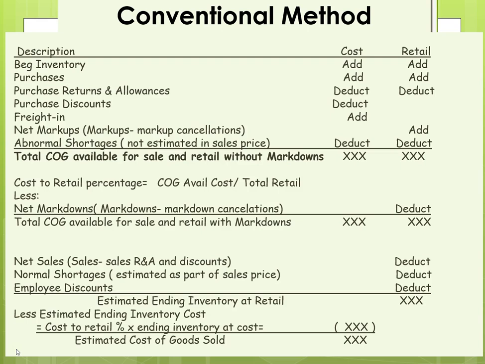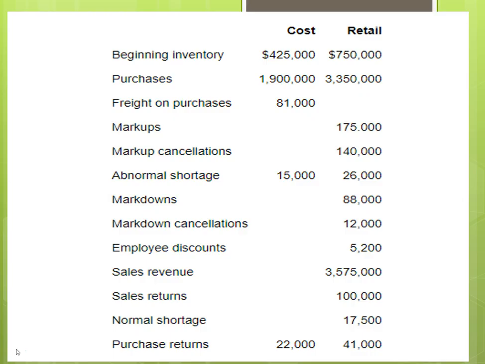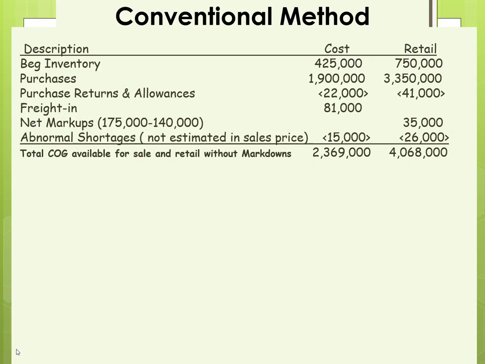And now we're going to come up with our percentage to estimate cost of goods sold. Let's take a look at an actual problem. It's actually the same problem, so now we're going to work it through using our formula. We first add up our beginning inventory, our purchases, minus our purchase returns, plus our freight. Net markups are going to be in addition to retail, and abnormal shortages will be subtracted out. Now we can come up with our percentage. If you notice, it's different than the last one.